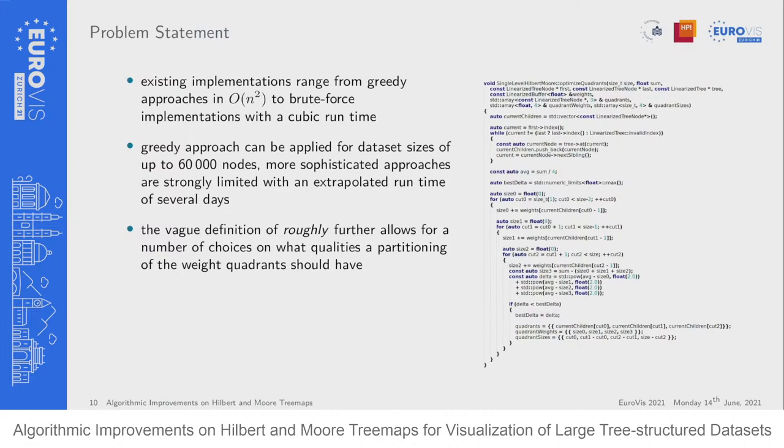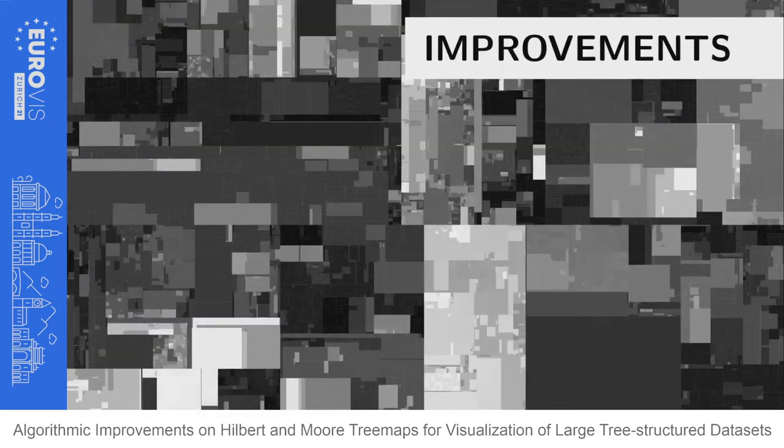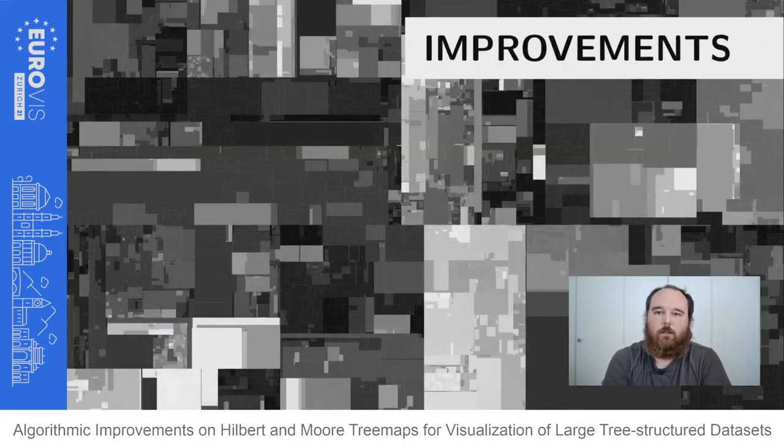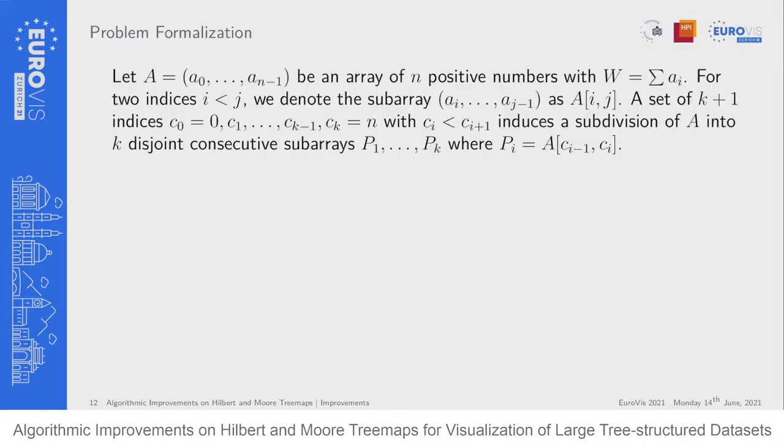Further, we found that the use of the word roughly from the original proposal allows for a different interpretation of what a good partitioning of the list of weights is. And so we wanted to propose some improvements both on the notion of this roughly and on the algorithmic complexity to allow the computation on larger data sets, up to millions of nodes. So to formalize this problem, we want to assume we have an array of numbers with positive weights and its sum.